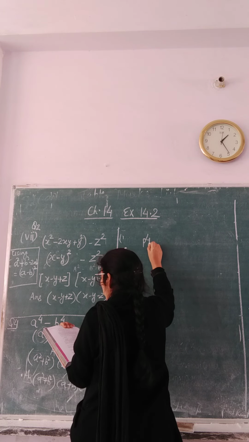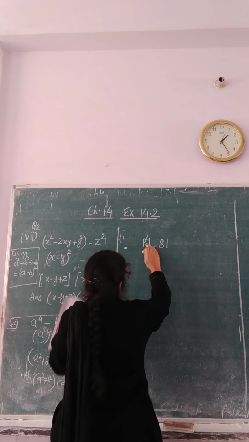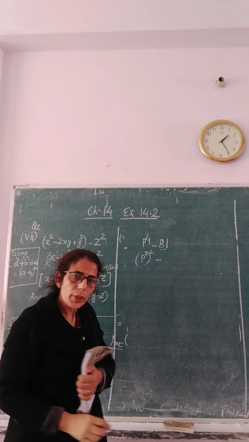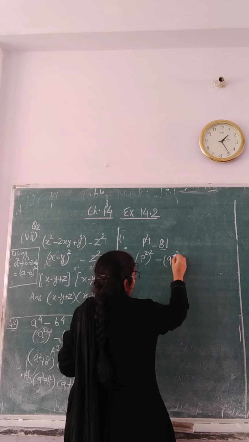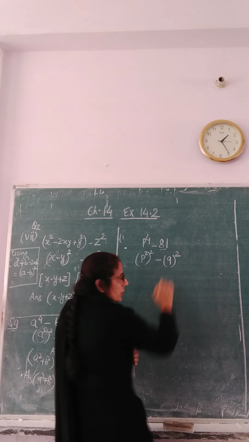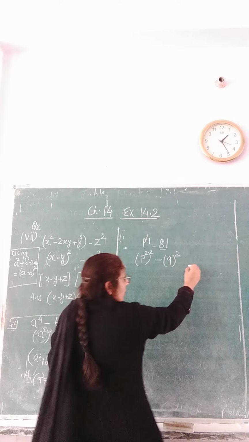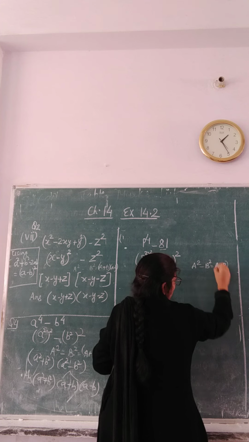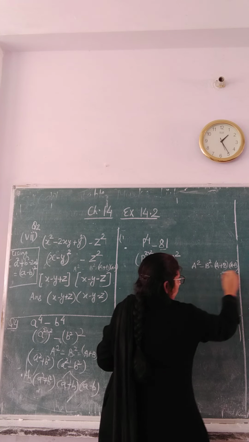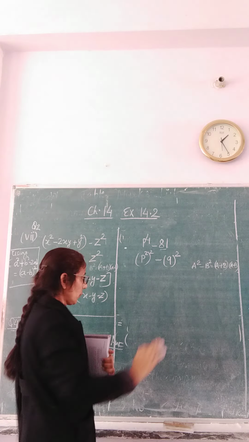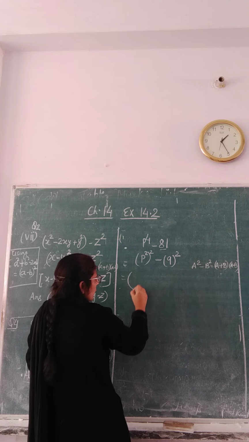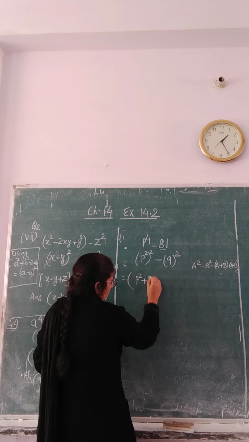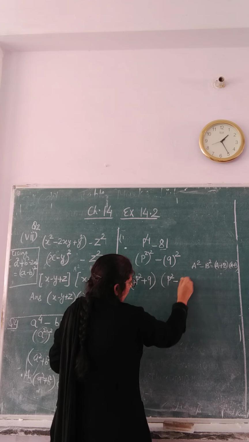p raised to power 4 minus 81. So this can be written as (p square) whole square minus 81, and 81 can be written as 9 square. So it is something square minus other thing square. a square minus b square is equal to (a plus b)(a minus b). I think now you can judge yourself what will be there in the answer. (p square plus 9)(p square minus 9).